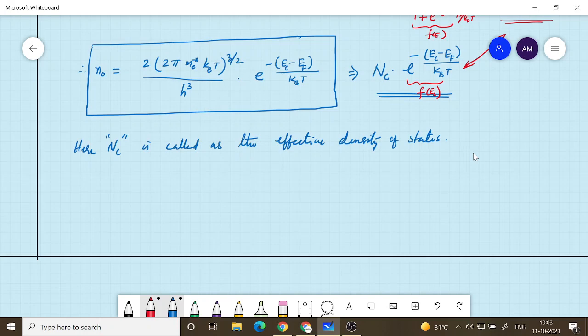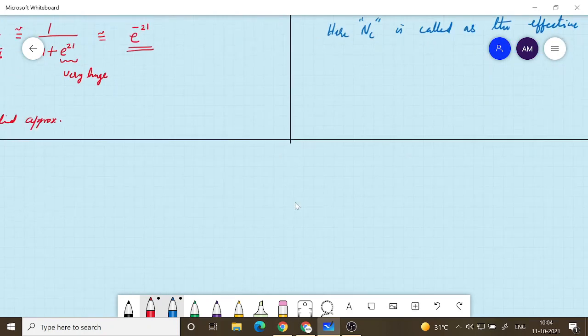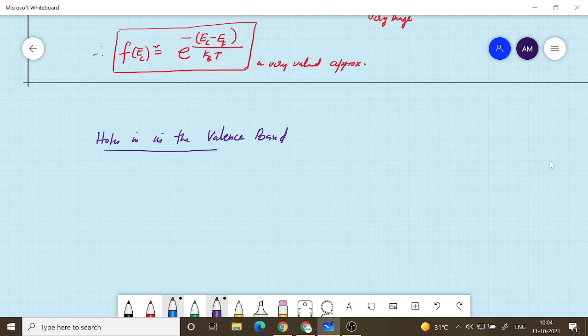Now the same thing we can do for finding the vacancies of electrons in the valence band, which we call holes. Okay, so we would like to know the total number of holes in the valence band. So how do we find the holes in the valence band? That is P0.